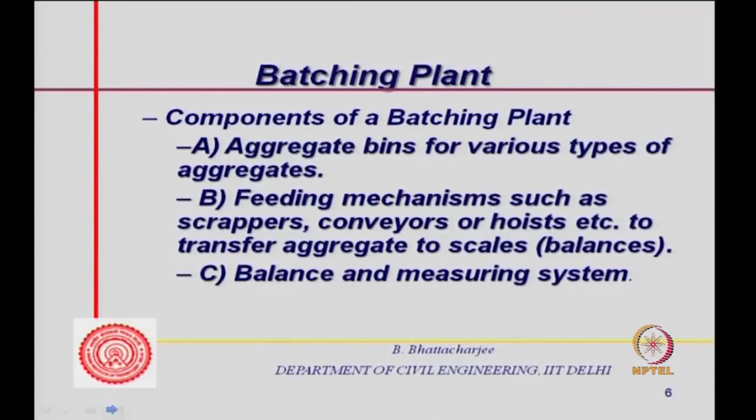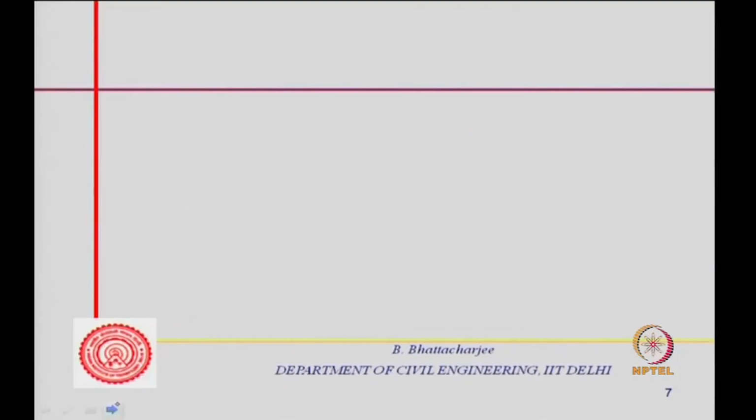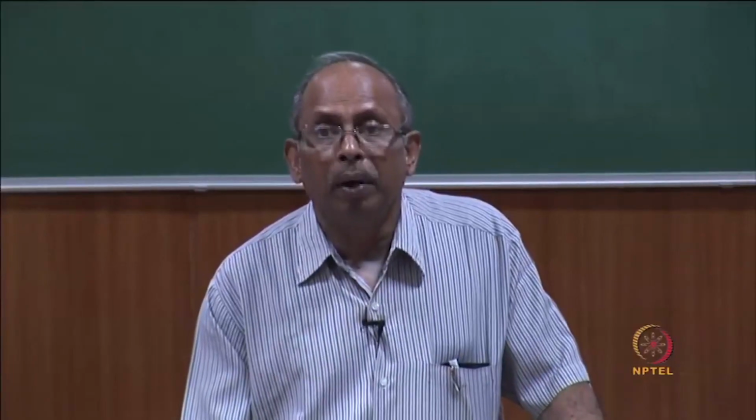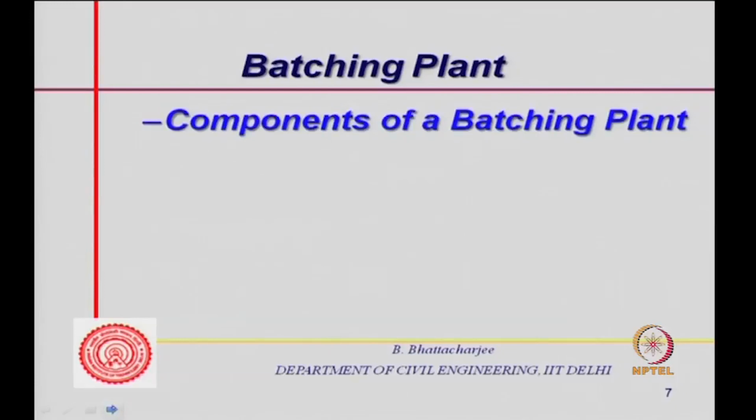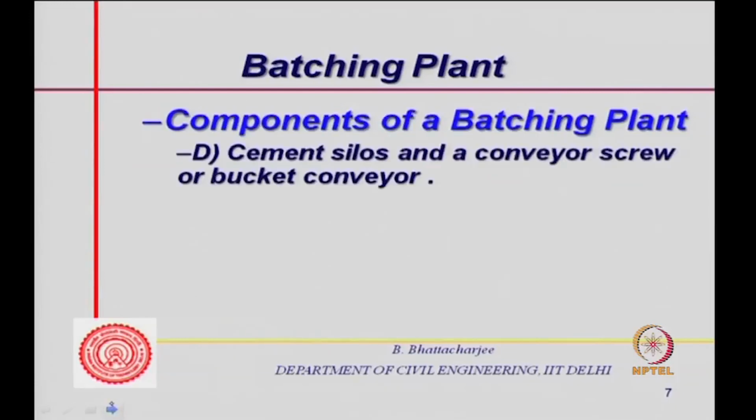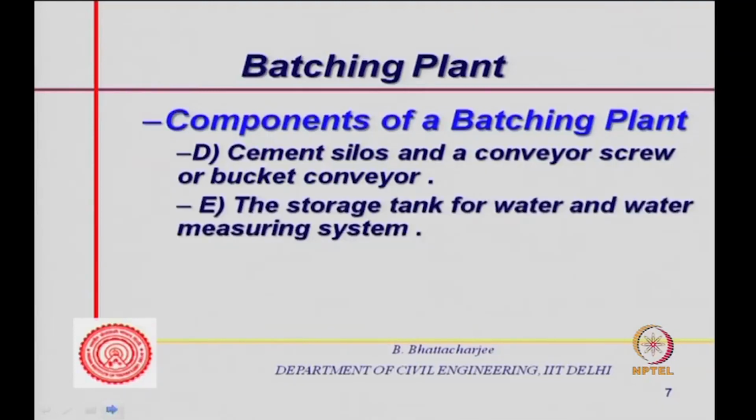Then you have balance or measuring system for the aggregates particularly, and also the cement. Continuing with the components, cement silos and conveyor screws or bucket conveyor for transporting the cement from the silos, because you got to take it to the balance and then from balance to the mixing machine. Then storage tank for water and water measuring system.